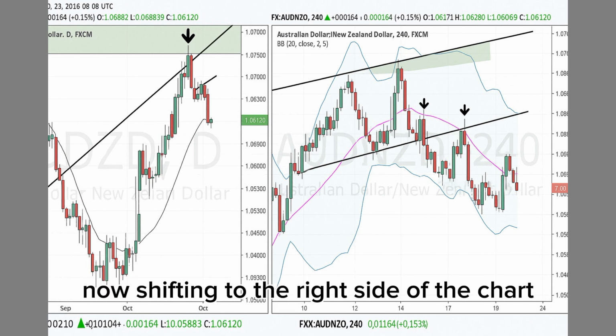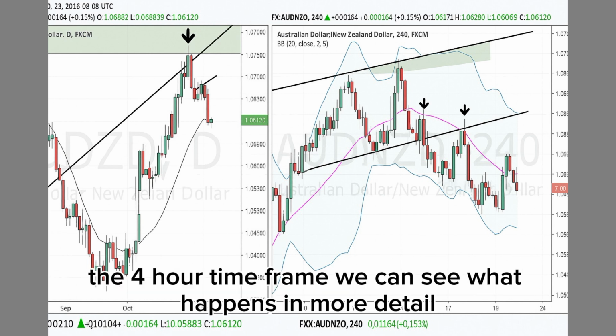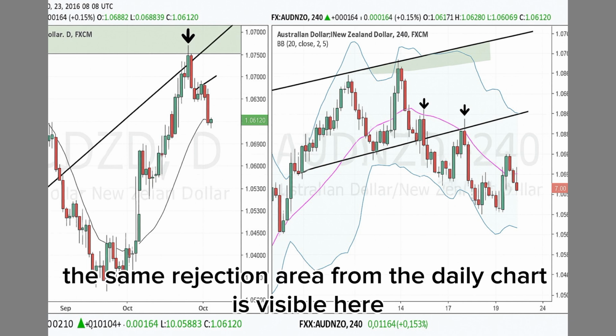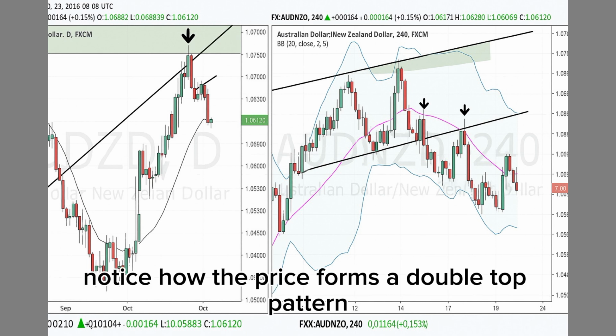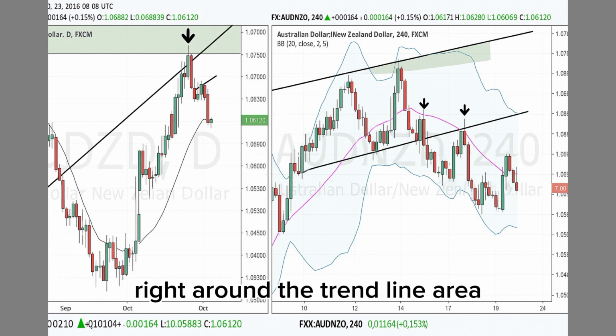Now, shifting to the right side of the chart, the 4-hour time frame, we can see what happens in more detail. The same rejection area from the daily chart is visible here, but now the structure becomes even clearer. Notice how the price forms a double-top pattern right around the trend line area.